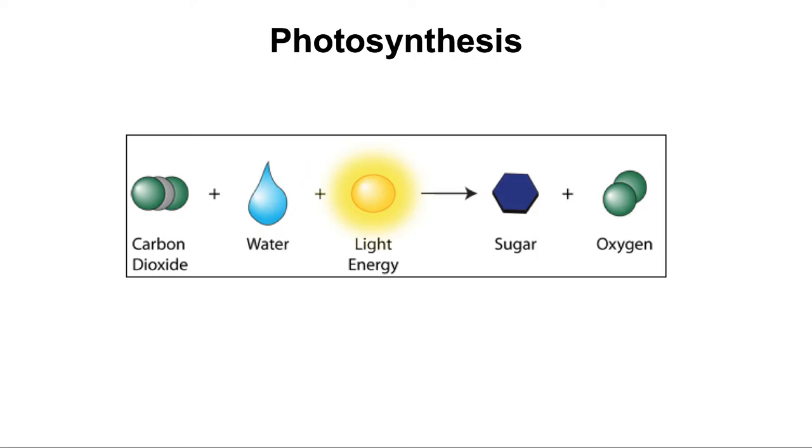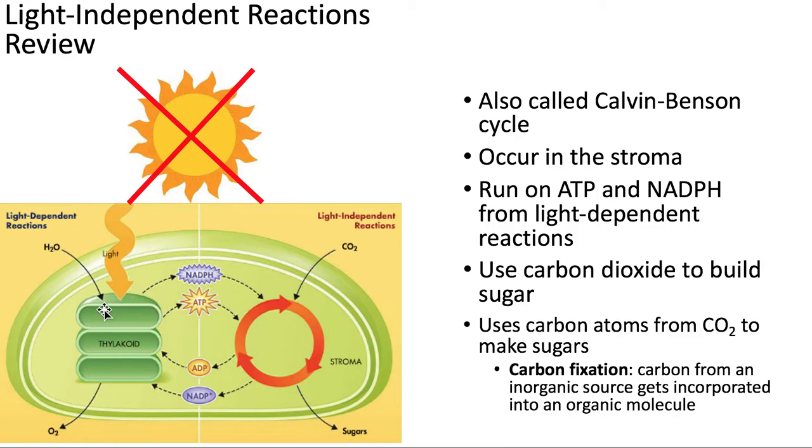So a review from last time, the light-dependent reactions take place here in the thylakoids. Light goes in and water goes in. Water gets split. Oxygen comes out, and we take the hydrogen ions and electrons from water to change ADP to ATP and NADP plus to NADPH. We also learned last time that these two molecules move over to the light-independent reactions, which are the topic of conversation today.